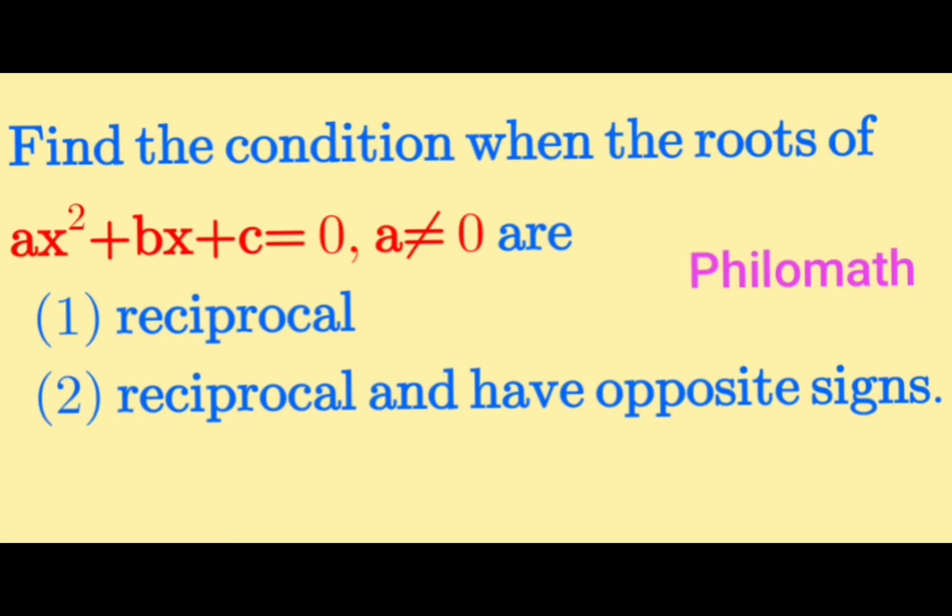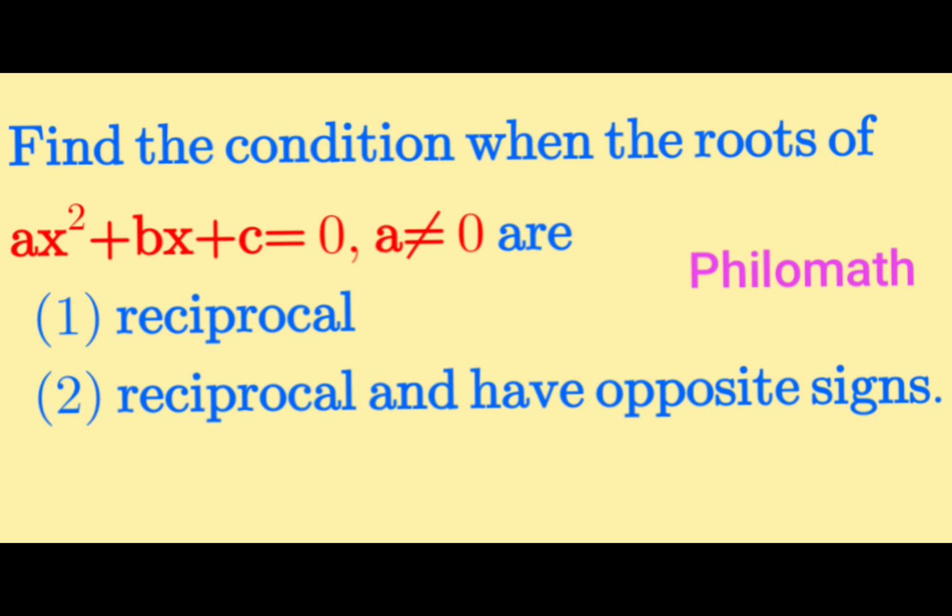So today in this video we're going to solve this question. Find the condition when the roots of ax squared plus bx plus c is equal to 0 are reciprocal, and the second condition is roots are reciprocal and have opposite signs.